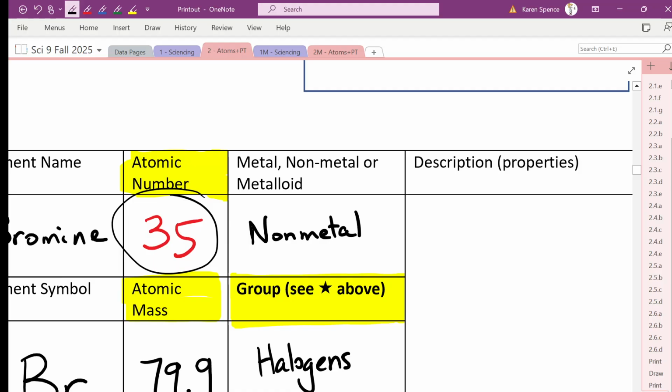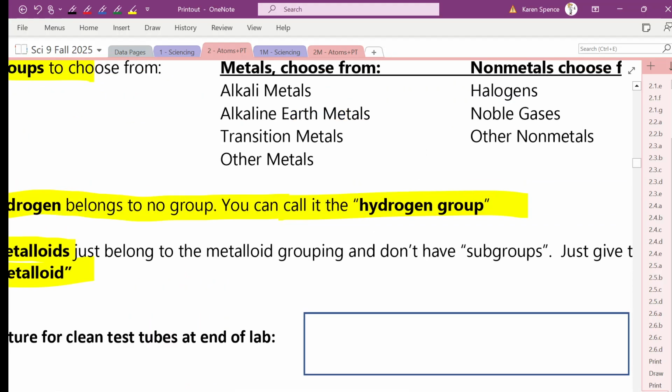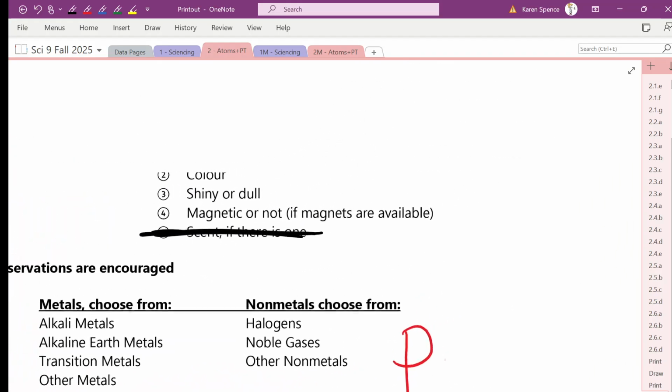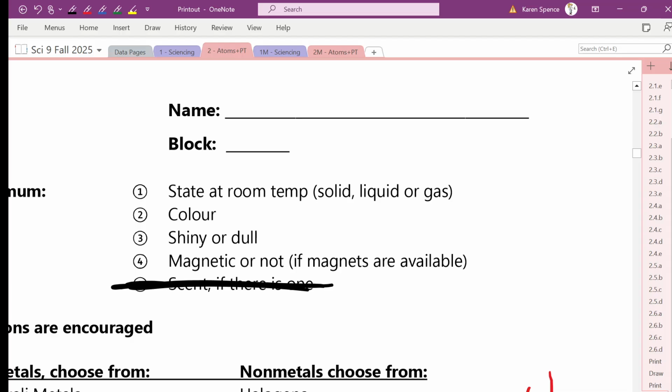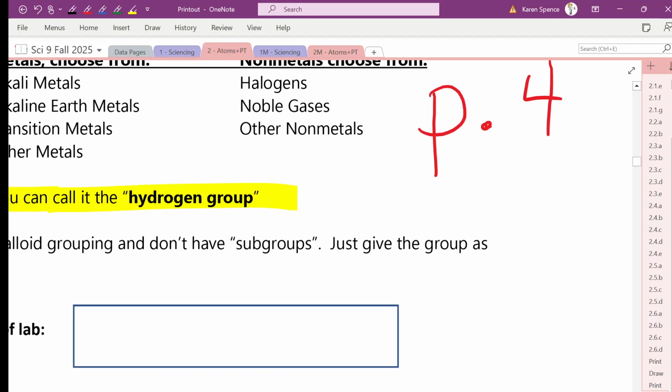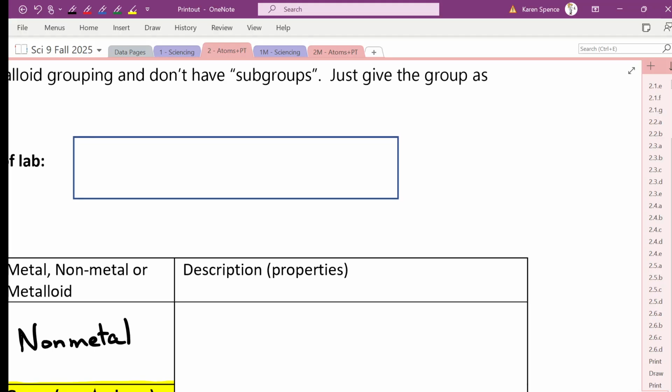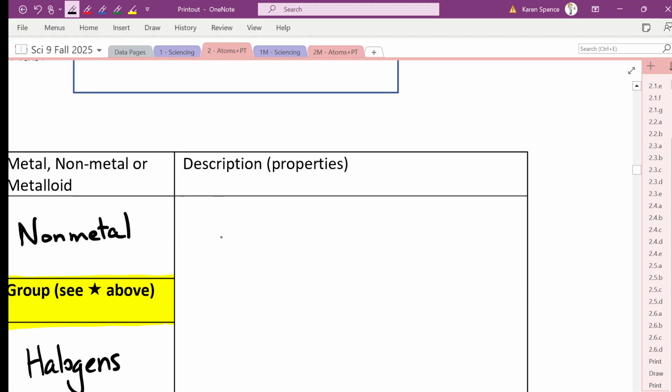Once you've got that, you're going to describe it. And remember, how are we going to describe it? We're going to say, what is its state at room temperature? To be honest, bromine actually should be a liquid. So we're going to put liquid. Okay? And that's because this isn't really bromine. Not actually bromine.